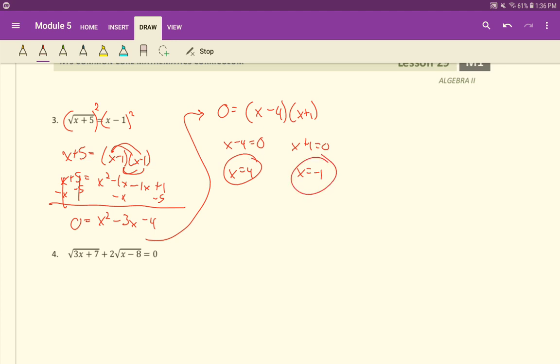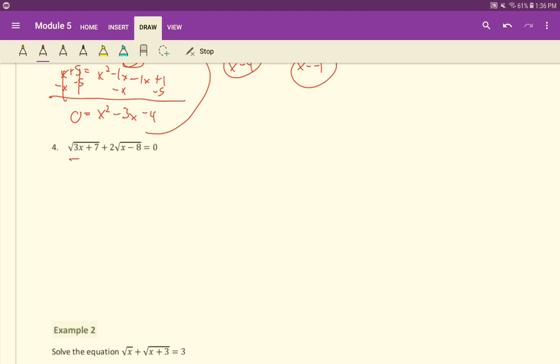All right, let's do one more here. We'll do number 4. Now, number 4, there's 2 square roots. What should we do? Well, isolate one of them. Doesn't matter which one, pick one. Let's go ahead and just subtract the square root of 3x plus 7 from both sides. We have to subtract the whole quantity there because it's all one term because of the square root. Okay, so that's gone. We'll have 2 times the square root of x minus 8 equals negative square root of 3x plus 7.